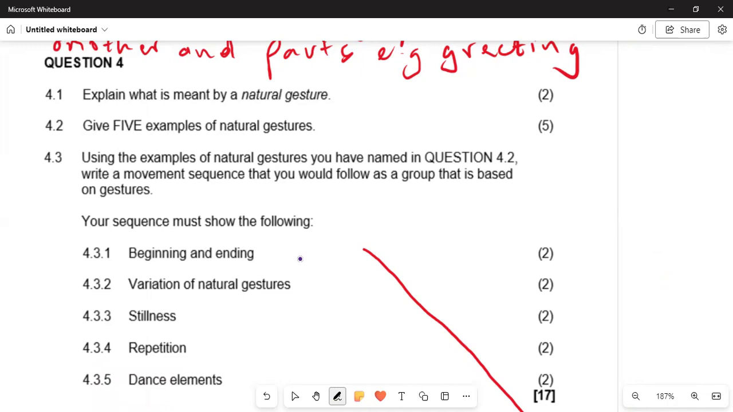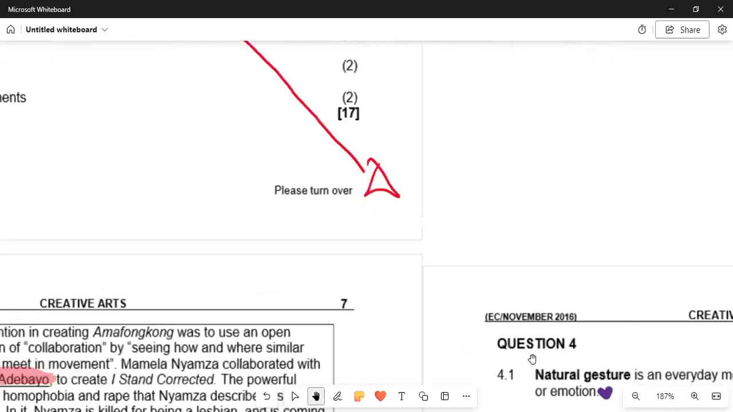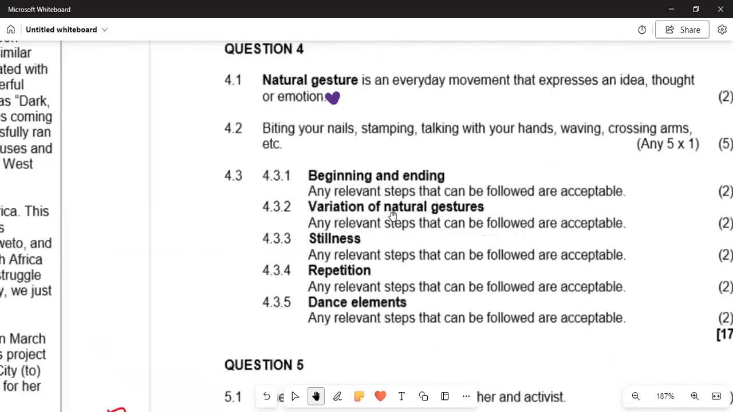The weight variations talk about the difference in the natural gesture that is given. What is it that varies? Are you clapping your hands or waving throughout the dance? Then in 4.3.3, the still, and 4.3.4, the repetition. Remember that in a dance, the movement should be repeated throughout. Then in 4.3.5, the dance elements. Remember that we must write a paragraph containing these five aspects. I think that is very clear.